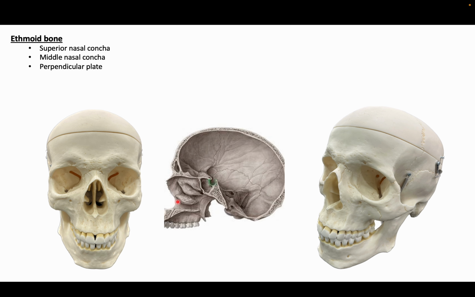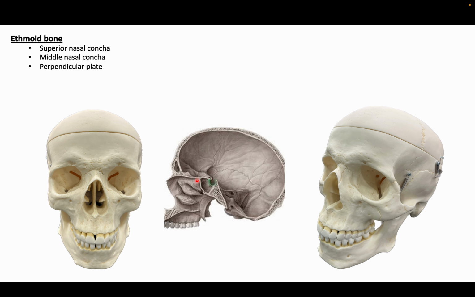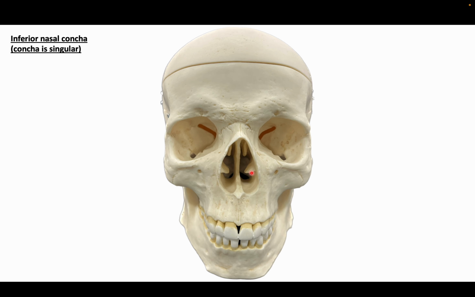Now you can also see another concha on the bottom. This lower concha is not a part of the ethmoid bone. This right here is the inferior nasal concha. It's this region right here. Notice that it's not a part of the ethmoid bone, and you can see the inferior nasal concha right here on the side. So again, this right here is the inferior nasal concha. It is not a part of the ethmoid bone. The superior and the middle ones are, but the inferior nasal concha is a bone by itself.